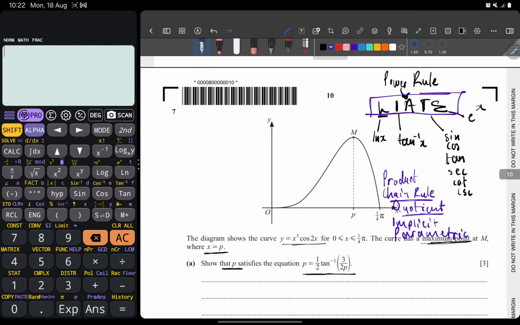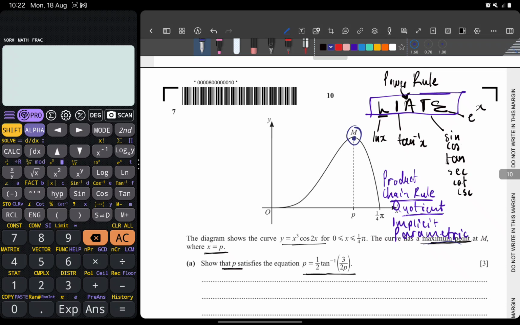Now, when you're done with this, what do you now need to know? You need to know how to apply it to get different things. How to get the gradient, how to get whatever. Here we want to get the maximum point, which is a turning point. This M here is a turning point. We need to know how you then get the turning point. What do you do? You let your derivative equal to 0. So the moment I see the word maximum, I know I have to get the derivative and let it be equal to 0.